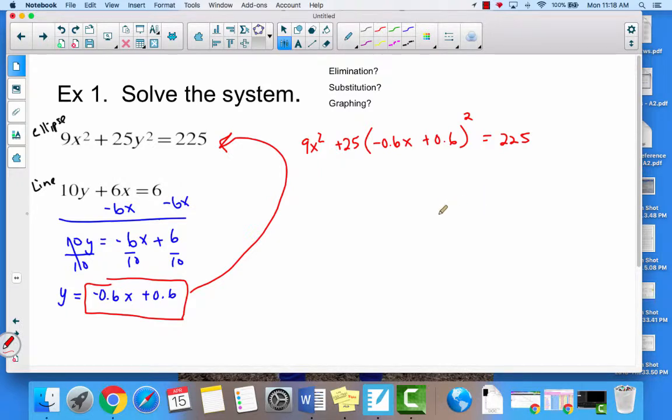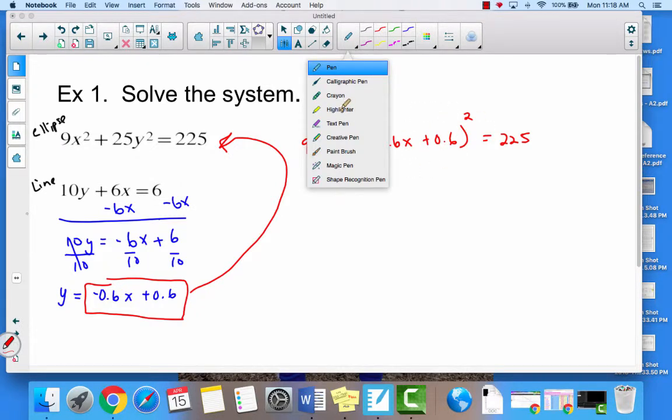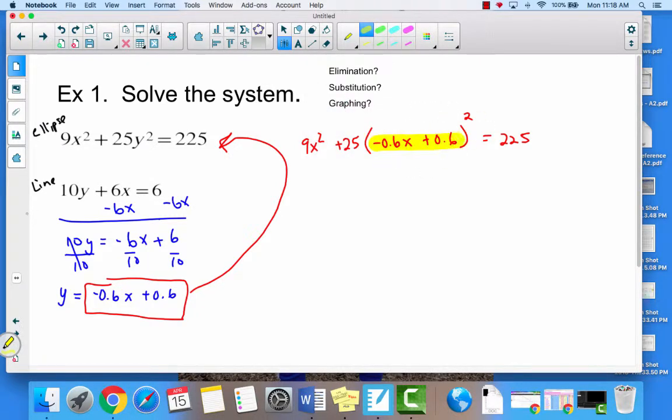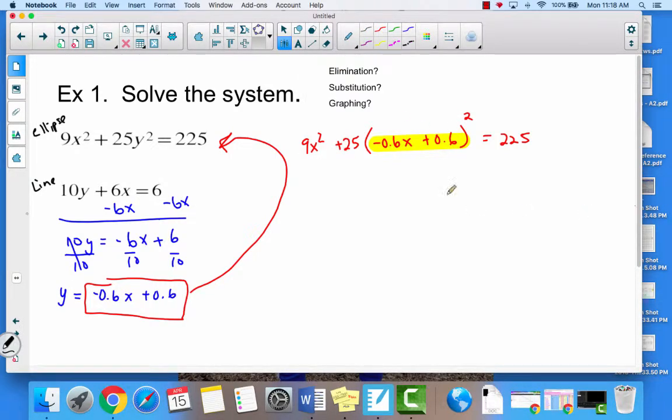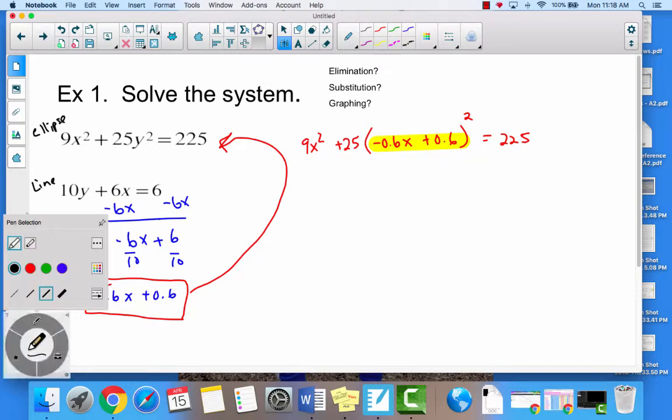Now I need to go ahead and simplify. PEMDAS says do parentheses first, then the exponent part. So I'm going to go ahead and do this portion first, where it's squared, which means I'm going to have to FOIL. Okay, and please remember when you're FOILing that you need to write it twice if you don't remember the little trick. So I'm going to do this up at the top. Whoops.